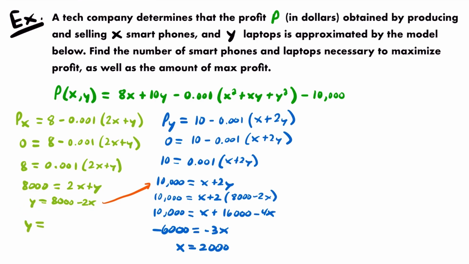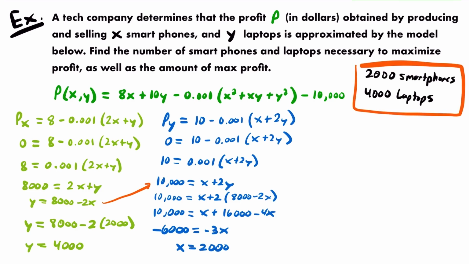So we'll have y is equal to 8,000 minus 2 times x, which is 2,000, and 2 times 2,000 is 4,000, so 8,000 minus 4,000 is 4,000. So we have y is equal to 4,000. All right, so that means that the tech company would need to produce and sell 4,000 laptops to maximize its profit, okay? So to answer the first part of this problem, the number of smartphones and laptops necessary to maximize profit are 2,000 and 4,000, but then we still need to find the value of the maximum profit when x equals 2,000 and y equals 4,000.